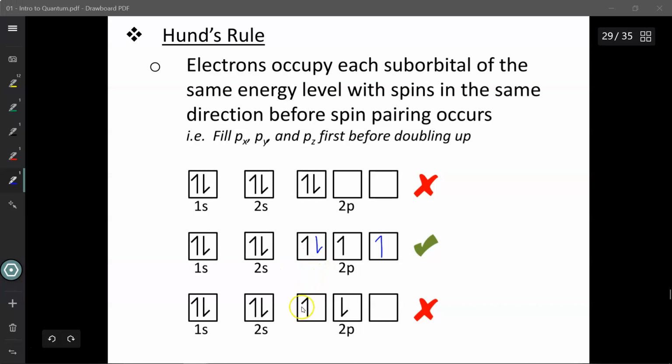Just remember that as you fill up each suborbital, the electrons must spin in the same direction. And so by convention, we typically write them in as an up spin. Only once you have filled out every suborbital and are forced to double up should you now have down spins. So this one is incorrect. To correct this one, it should have been in this direction instead.